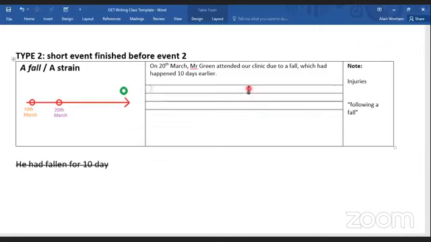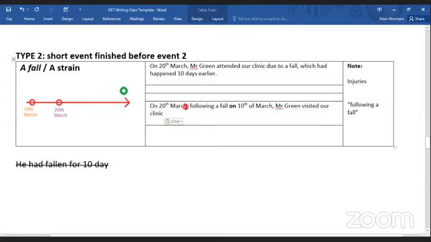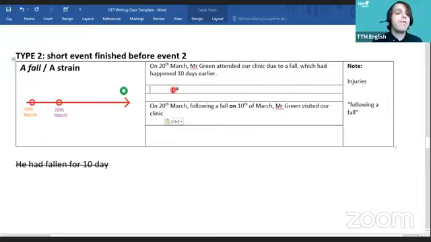Can we say Miss Green attended our clinic complaining of a strain following a fall? Complaining of, yeah, a strain following a fall. You can do that, good.